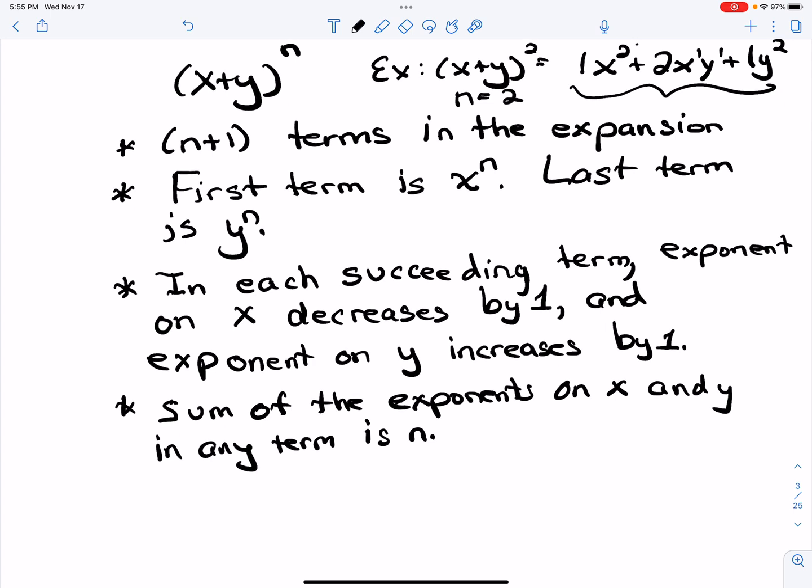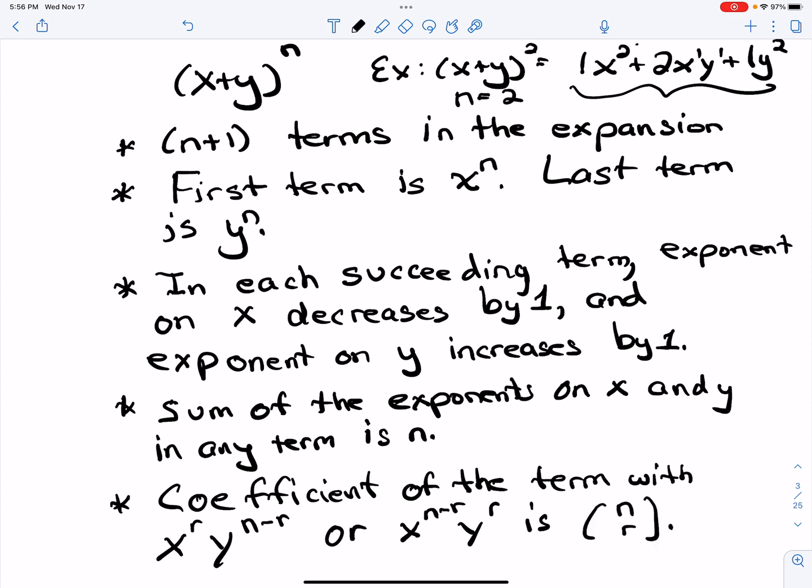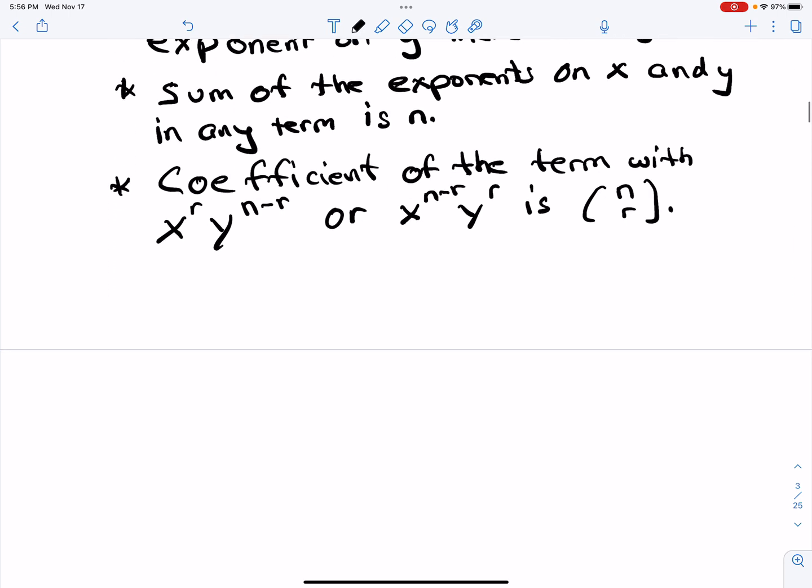And then the coefficient of the term with x to the r, y to the n minus r, or x to the n minus r, y to the r, so there's that symmetry situation, is going to be the combinations of n and r, nCr. So all of these observations suggest the binomial theorem.